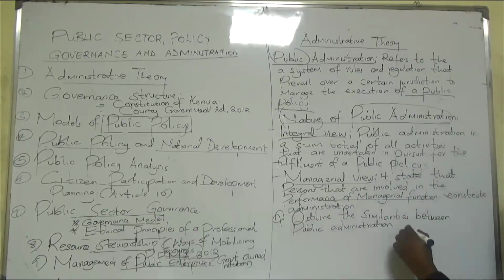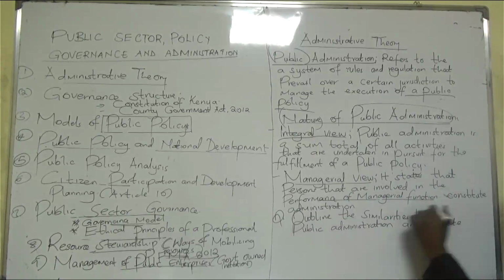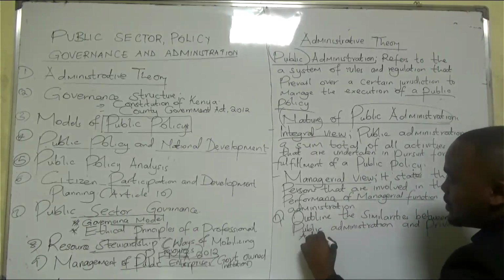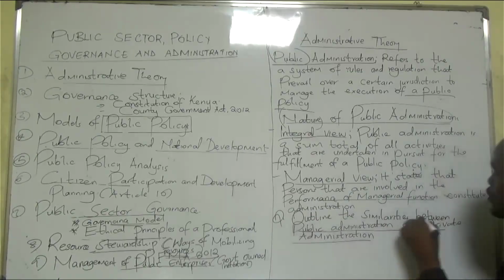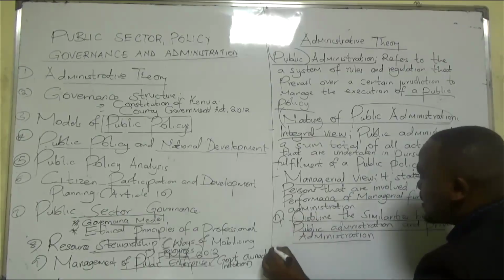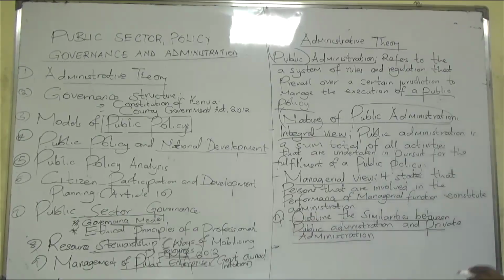The similarities between public administration and private administration. That is the first question that we need to ask ourselves. We really hope that no one is suffering and everyone is understanding what we are doing now. We are explaining this concept that there's a system of rules and regulations over a certain jurisdiction that are helping in the execution of a public policy.